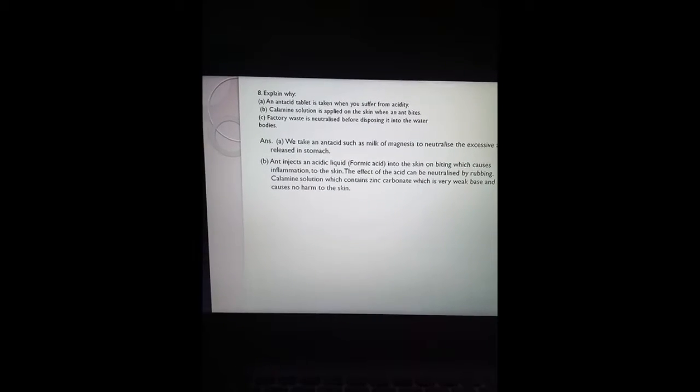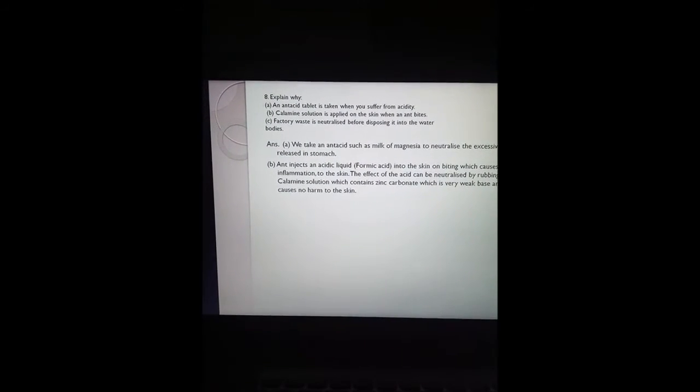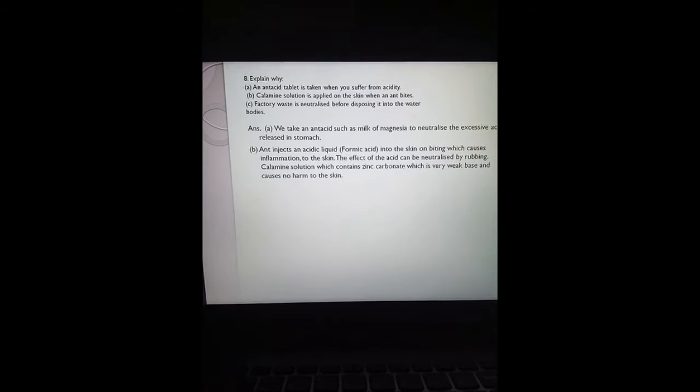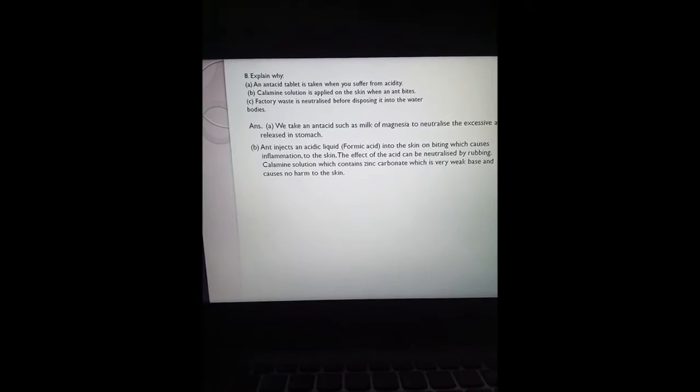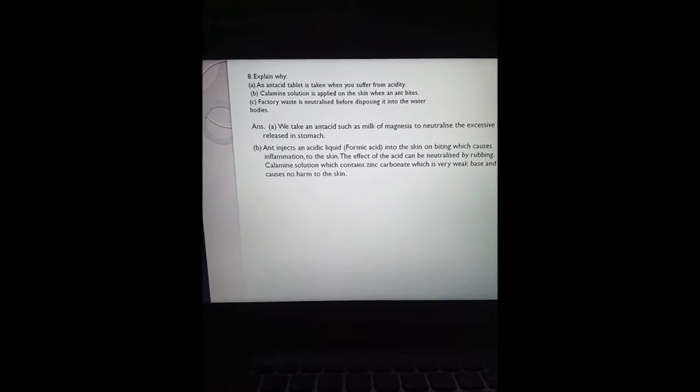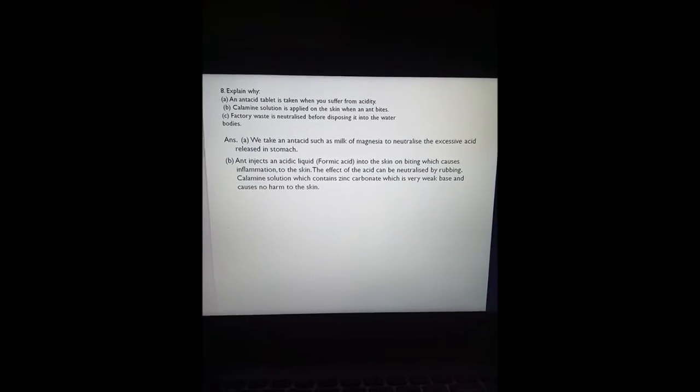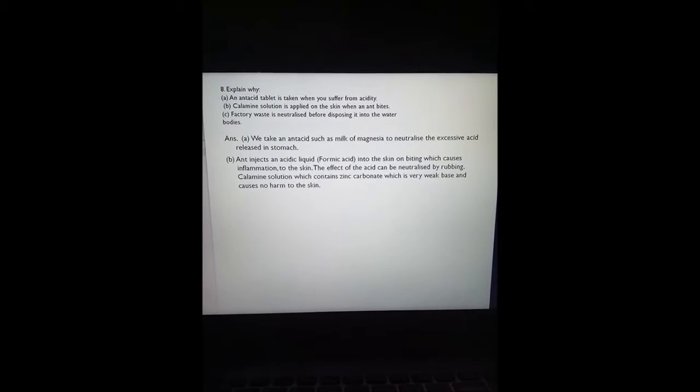Number 2: Calamine solution is applied on the skin when an ant bites. When an ant bites, it injects formic acid, so it may cause inflammation. This can easily be neutralized by rubbing the surface. Whenever an ant bites, we can rub the surface and it can be cured. Otherwise, we can use calamine solution. Calamine solution contains zinc carbonate, which is a weak base, so it will react with formic acid and neutralize the surface, so there will be no harm to the skin since it's a weak base.